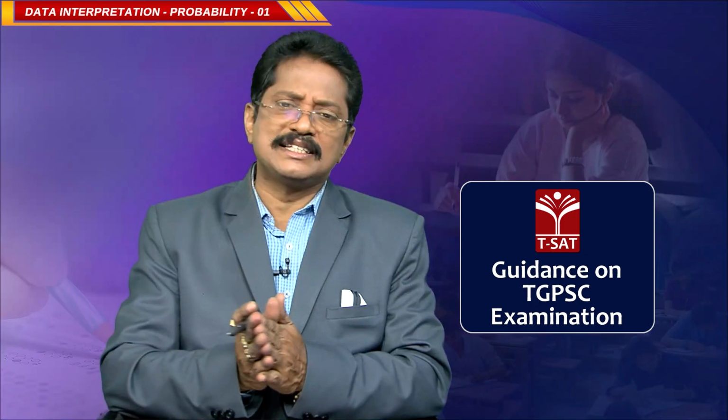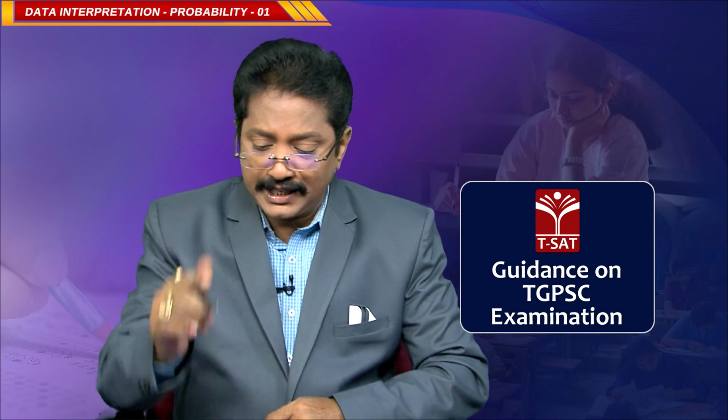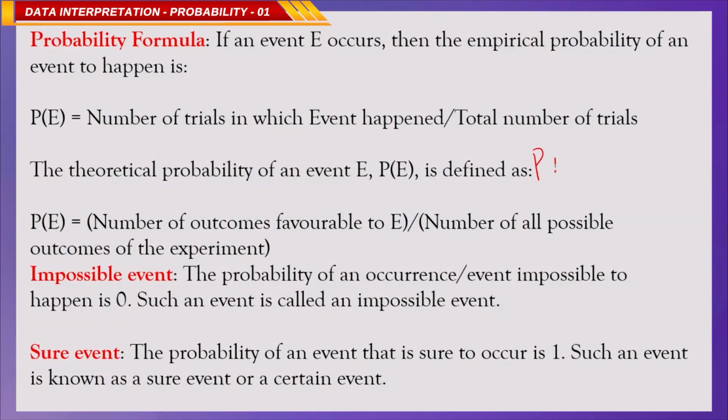I will give, in a very simple manner, the probability of an event: P(E) equals favorable outcomes by total outcomes. That is it, simply. You can remember it as "photo", F-O-T-O. So, the probability of an event is favorable outcomes by total outcomes.